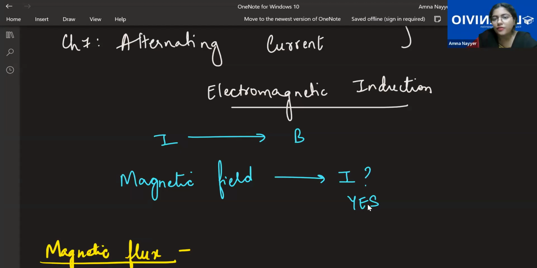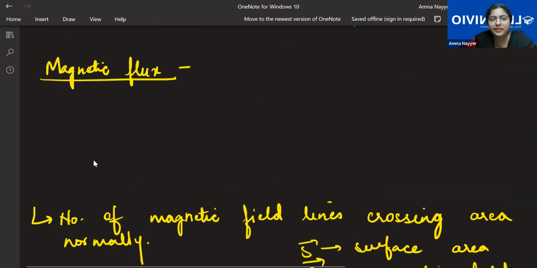And all the concepts of electromagnetism will be involved. Electro is for the electric field part, magnetics for the magnetic field part. So electric field, magnetic field, all will be combined. So the entire first book is completely related to what you studied. First topic is very easy, that is magnetic flux.